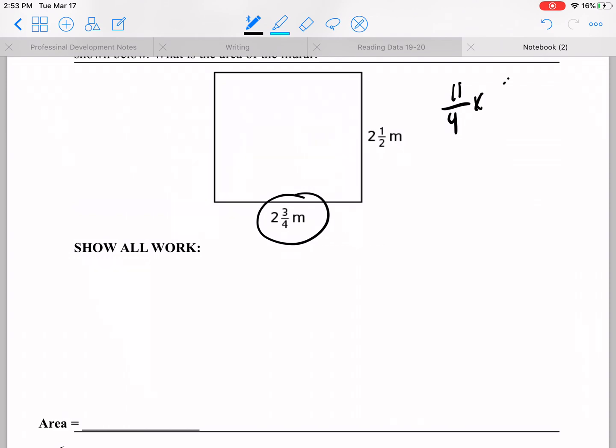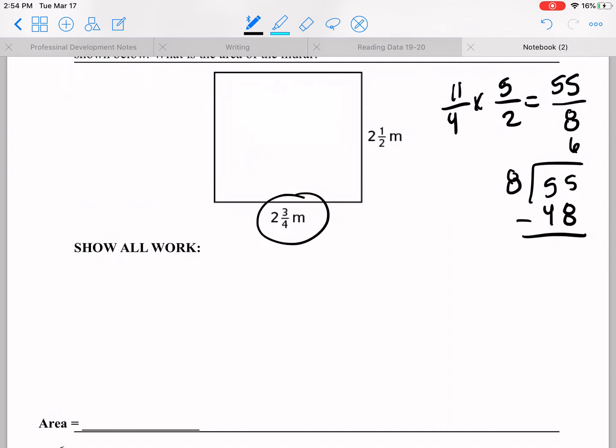2 times 2 is 4, plus 1 is 5. Denominator's 2. Oh, this one's nice and easy. 11 times 5 is 55. 4 times 2 is 8, so that gives me 55 eighths. If I divide that back out to a mixed number, 8 goes into 55. Let's see. 8 times 5 is 40. 8 times 6 is 48. That gives me 7. So I would end up with 55/8 or 6 7/8. This or this, both of them are fine.